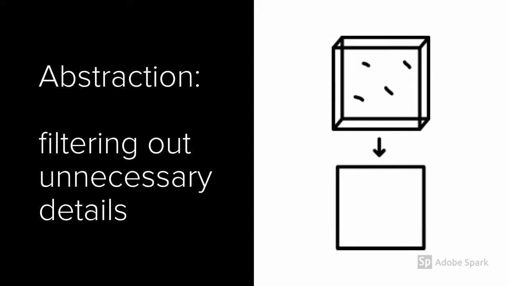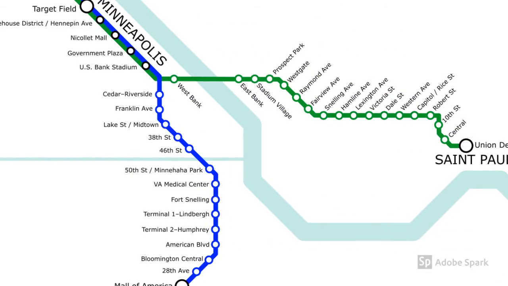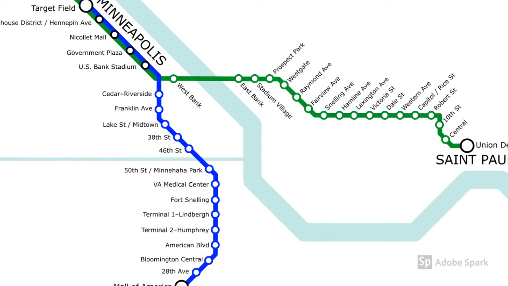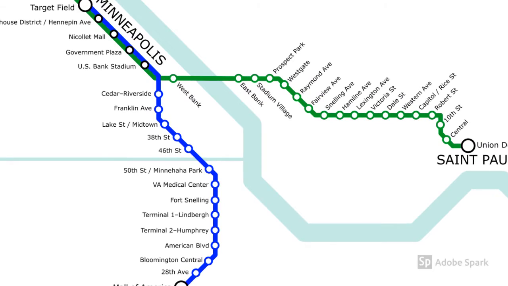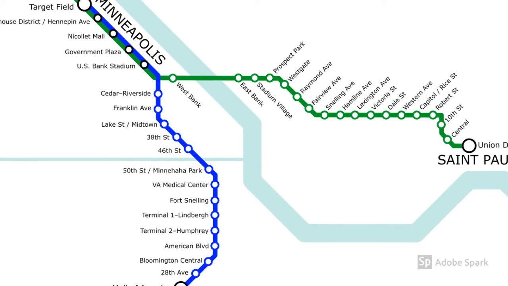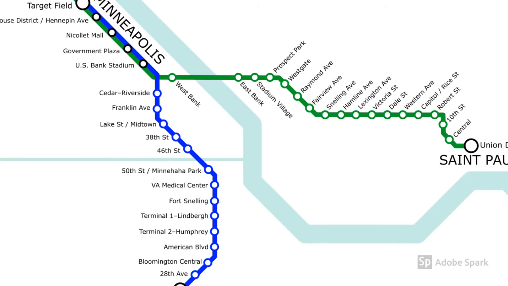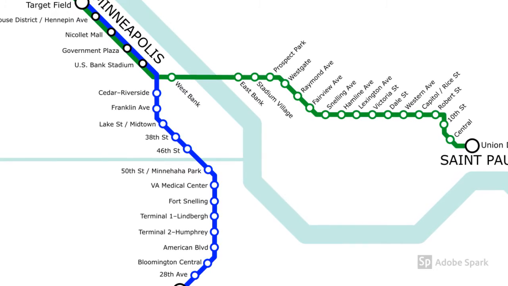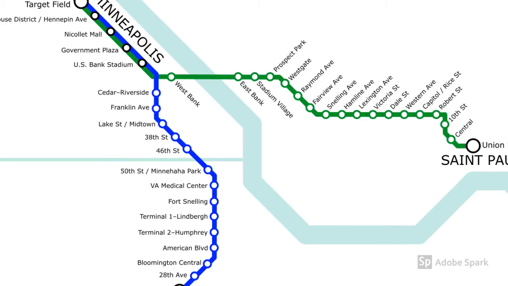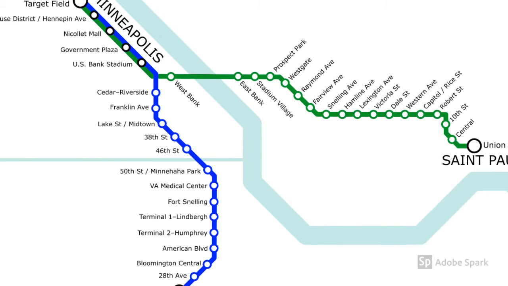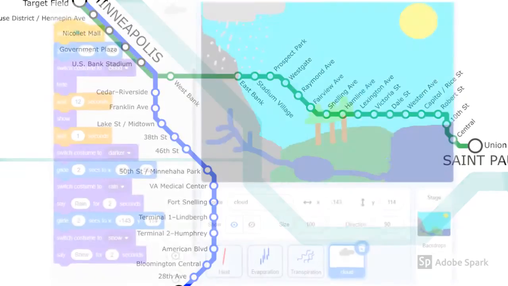Abstraction is simplifying things, filtering out unnecessary details to focus on just the important parts. For example, this map of the Twin Cities light rail is an abstraction. It removes most of the other information you'd find in the real world or even on other maps, like nearby streets, other information about local businesses, and even distances between stops. It gives us just the information we need to know where we're going on the light rail.